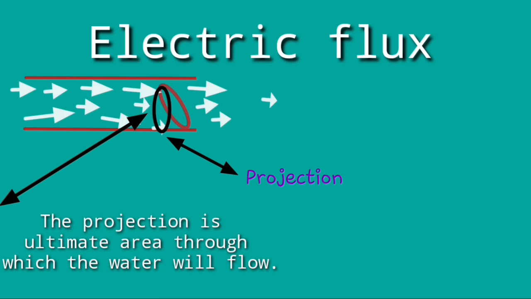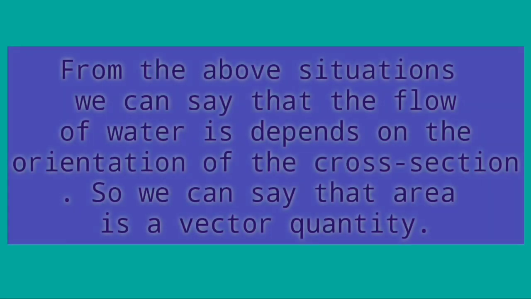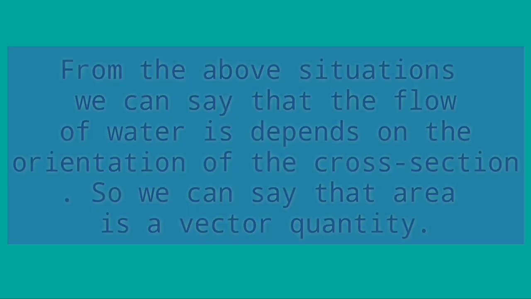If the cross section is on the horizontal plane, then no water will flow through this cross section. From the above situations, that is, from the orientation of the cross section, we can easily say that the flow of water depends on the orientation of the cross section. So we can say that area is a vector quantity.